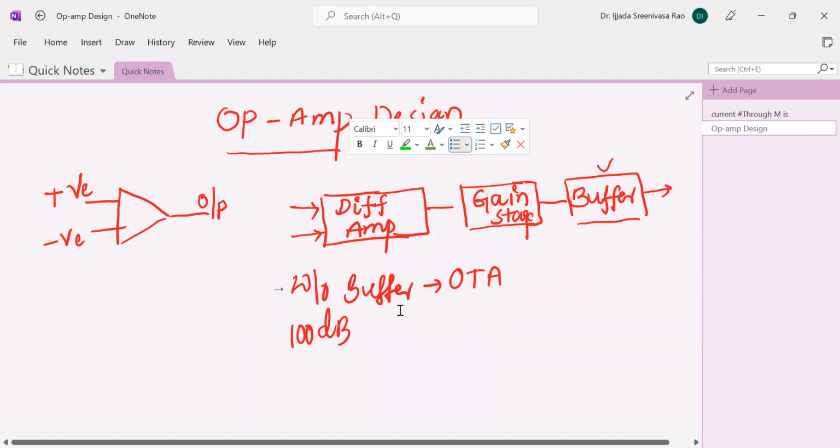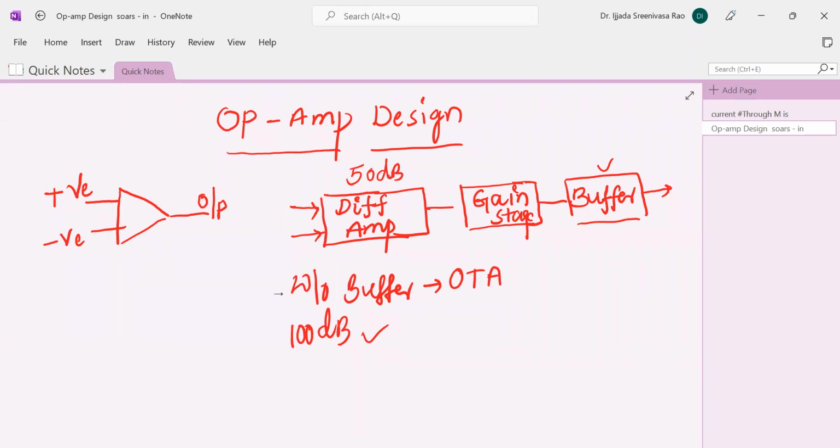So without this buffer, you can say this is the OTA. Suppose you want 100 dB gain. For example, this differential amplifier may produce only 50 dB gain. This is my assumption, because I think a differential amplifier can produce a maximum of less than 50 dB gain. The requirement is 100 dB gain, but the differential amplifier gives only 50 dB, and another 50 dB can be produced by the other gain stage.